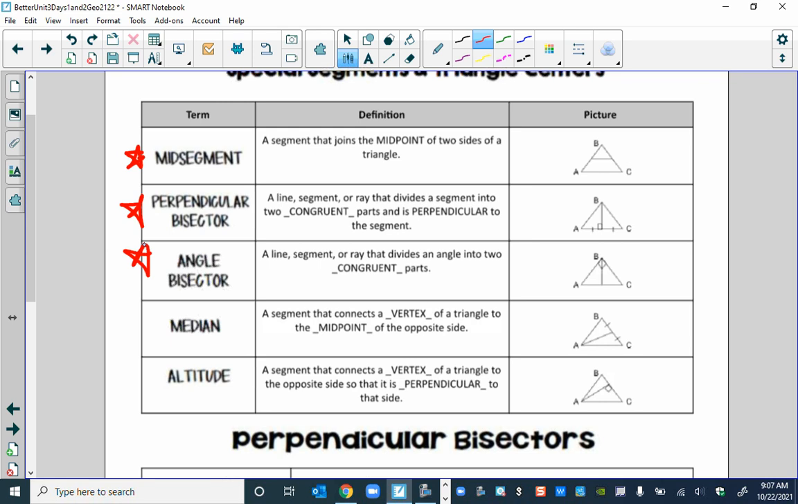And then the altitude is more like the height of your triangle, because has anybody been out west, like Colorado, Nevada, any of those states out there? Sometimes they'll say altitude of a certain city, like Denver, they say is a mile-high city, right? Because the altitude, they're a mile up in the air. So that's the idea of the altitude. Think about it like the height.